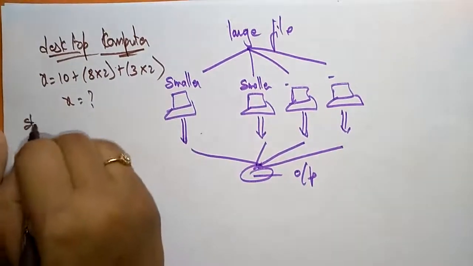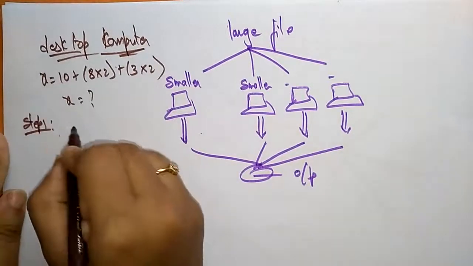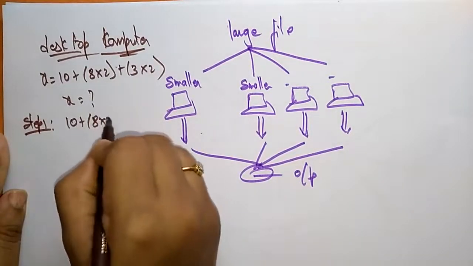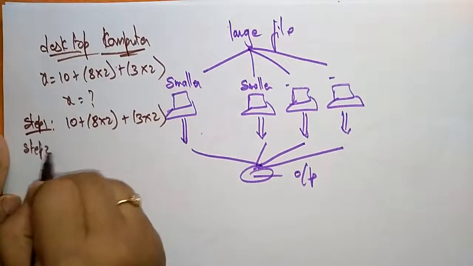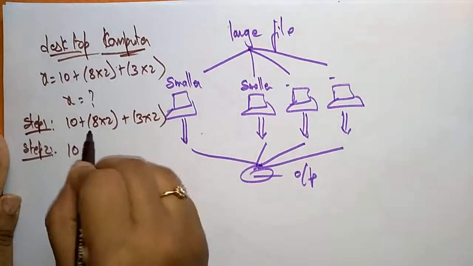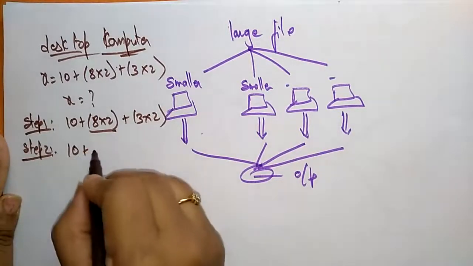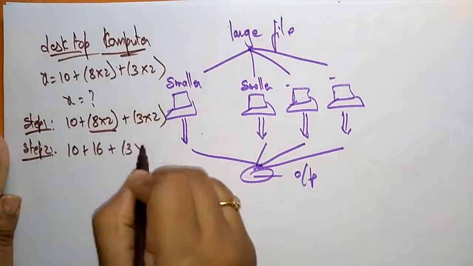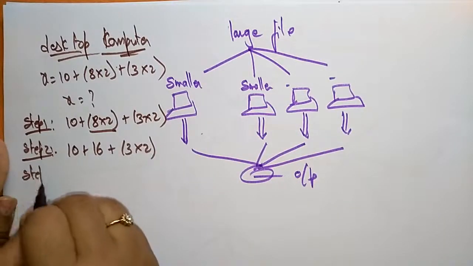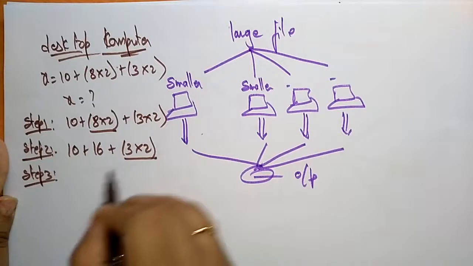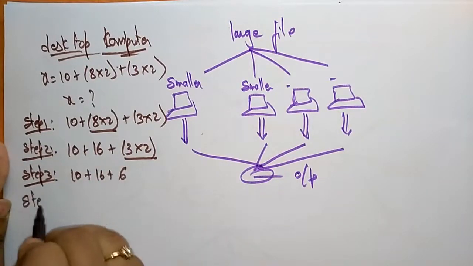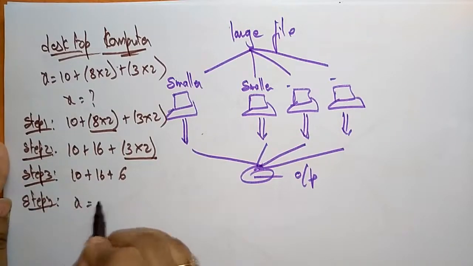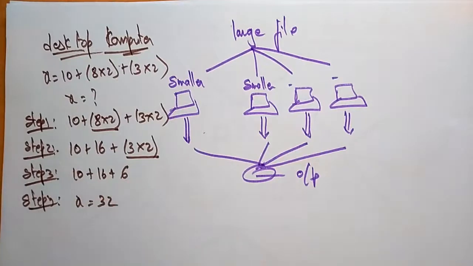In step 1, it takes the equation 10 plus 8 into 2 plus 3 into 2. In step 2, the expressions are calculated first: 10 plus 16 plus 3 into 2. In the next step, it evaluates 10 plus 16 plus 6. And finally in step 4, you will get x is equal to 32. This is what the desktop computer will do.